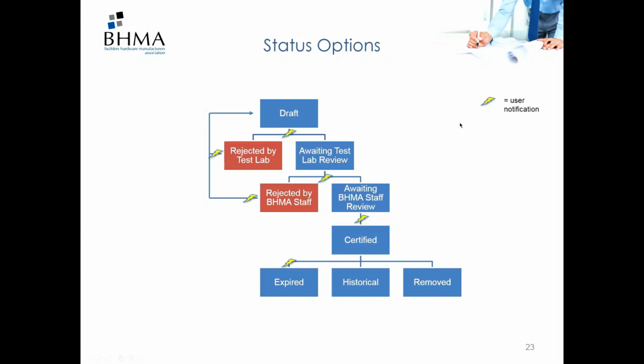These little lightning bolts here are just showing where user notifications will happen. We wanted to build out a system where you don't just have to go to the certification portal to figure out if something has happened related to your submission. So each of these little lightning bolts is where there's a trigger that either goes to the test lab or to the manufacturer or to BHMA staff. And I'll talk through that a little bit more shortly as well.